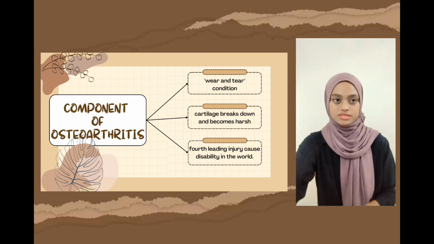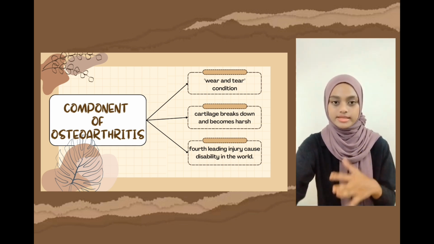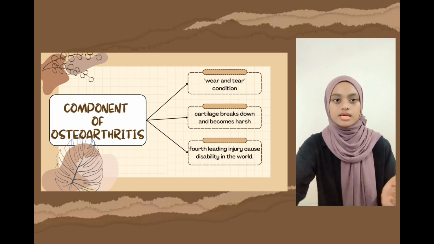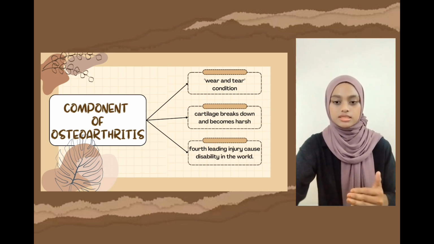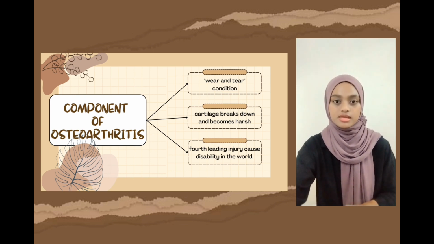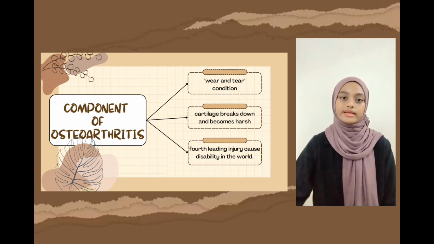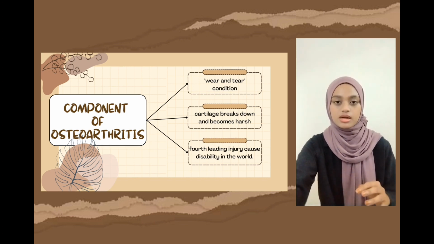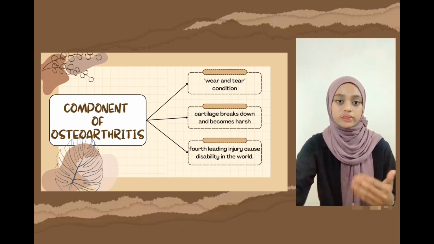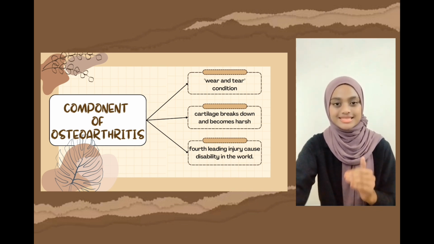Okay, thank you. Now I would like to continue with my slide, which is on osteoarthritis. Based on my slide, it is commonly known as a wear and tear condition. Osteoarthritis is one type of arthritis that exclusively affects our joints, commonly at our hands, neck, hips, knees, and also at our back. It is a degenerative joint condition with progressive loss of articular cartilage.